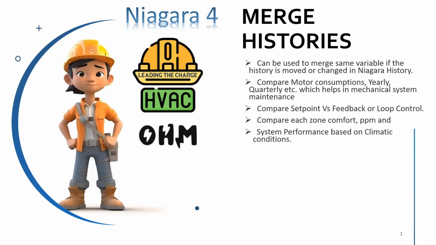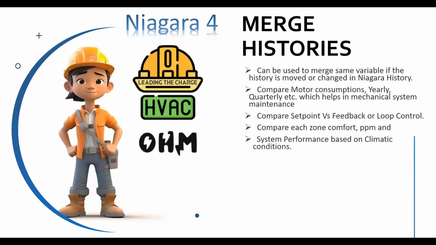The second one is the motor consumption. If you are monitoring, let's say, motor on, you can compare yearly reports so that you know how your mechanical system, basically the motor, is functioning, and you could generate quarterly, weekly, or yearly reports. It will also give you a brief idea of how your set point and the feedback are working.